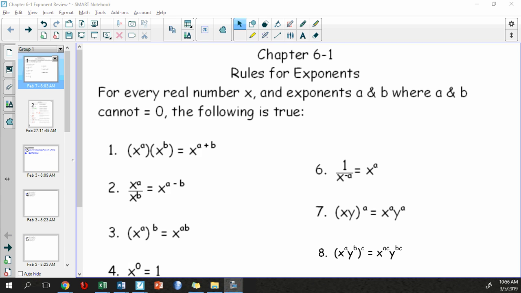All right, we are going to be starting with chapter 6. Chapter 6 stuff is basically exponents and radicals. It's simplifying exponents and simplifying radicals, and that's what we're going to be doing today. A lot of today's lesson you've already learned in Algebra 1.